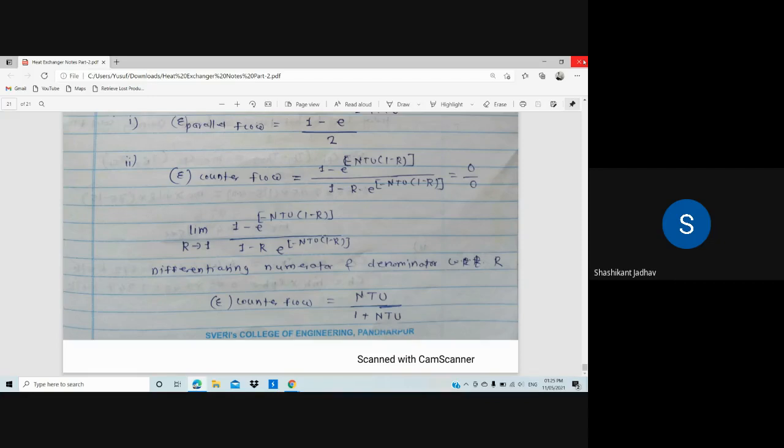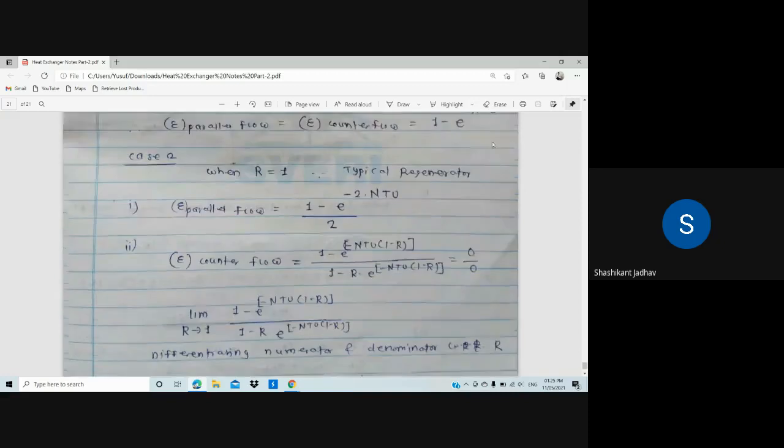Okay, so these are the equations for case number 1 and case number 2. In case number 1, for a condenser and evaporator, we get the equation for the parallel flow heat exchanger, that is the effectiveness equation 1 minus e raised to minus NTU. And this equation is the same for the effectiveness of the counter flow heat exchanger.